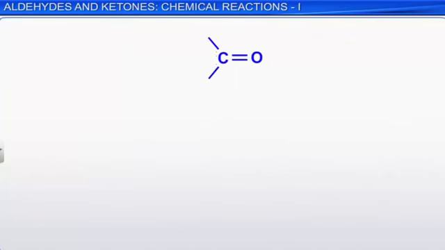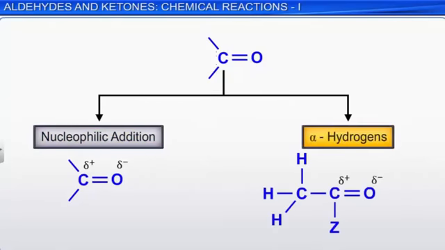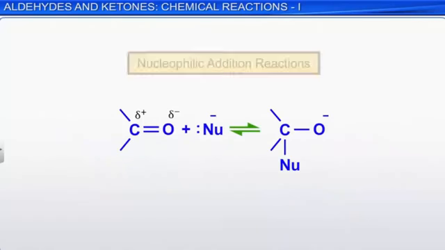The carbonyl group governs the chemistry of aldehydes and ketones in two ways: by providing a site for nucleophilic addition and by increasing the acidity of the hydrogen atoms attached to the alpha carbon. Both of these effects are due to the ability of oxygen to accommodate the negative charge. The typical reactions of aldehydes and ketones are nucleophilic addition reactions.